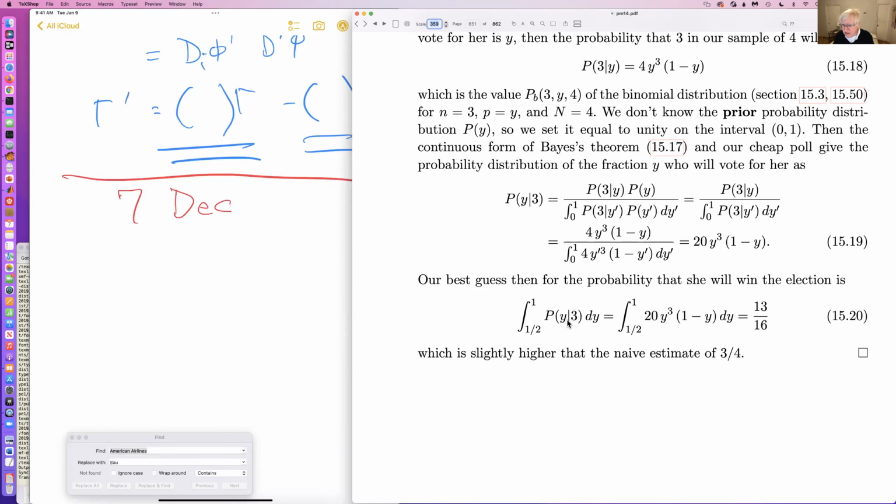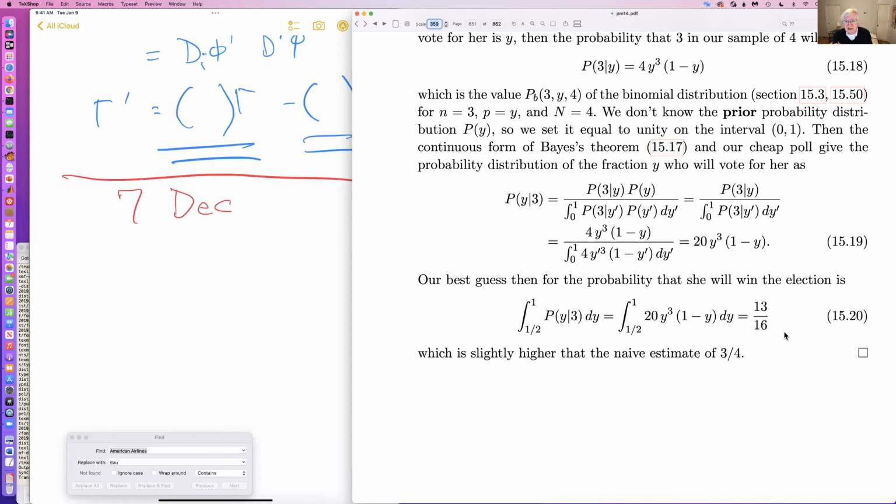And so the probability that she'll win the election then, of course, is the integral of that from 1/2 to 1, because if that probability is less than 1/2, she's going to lose. And so we just integrate this and we get 13 over 16.